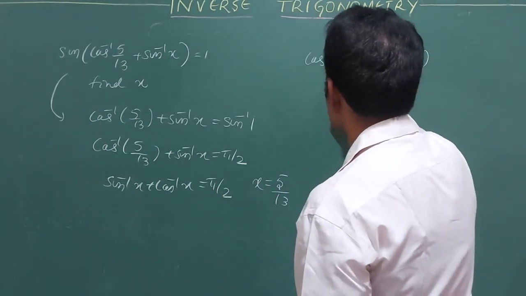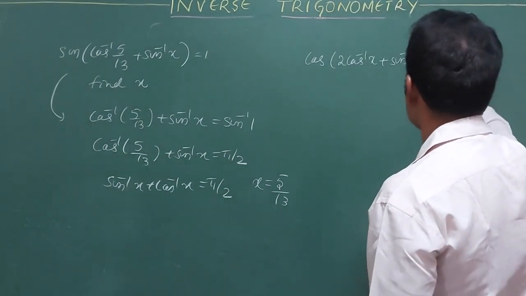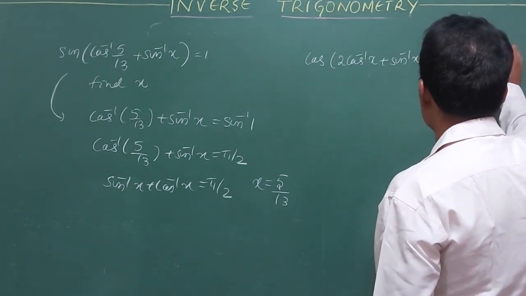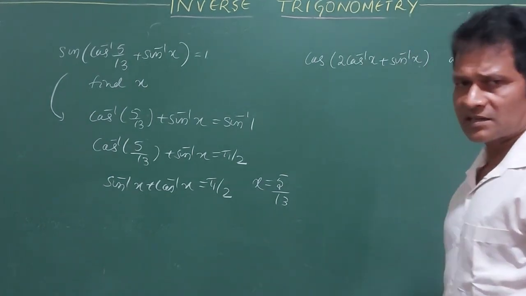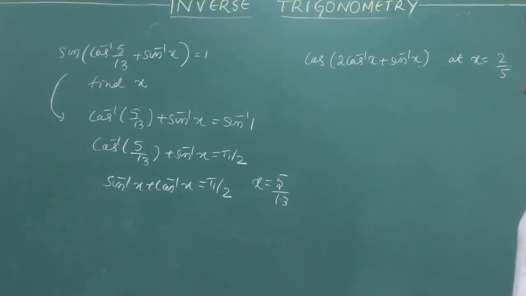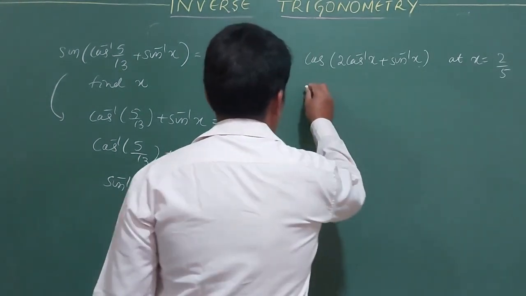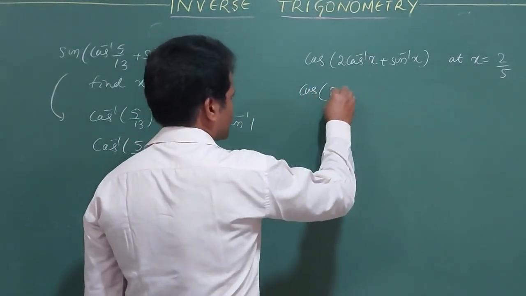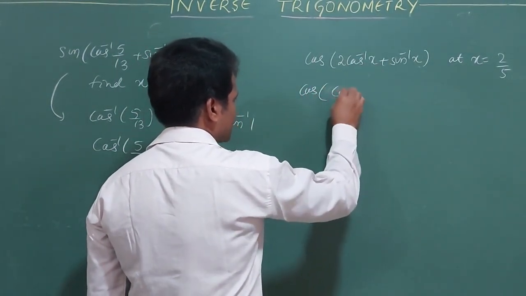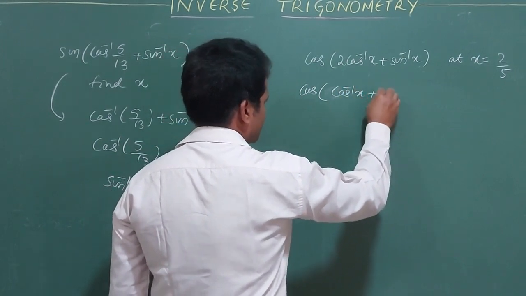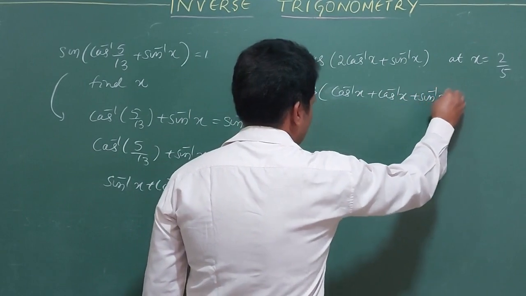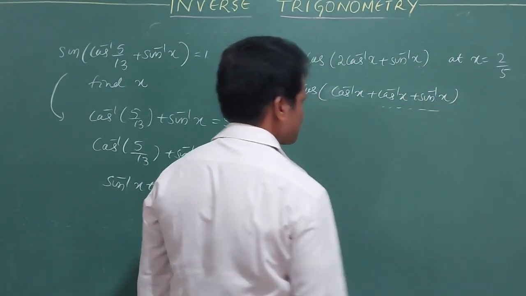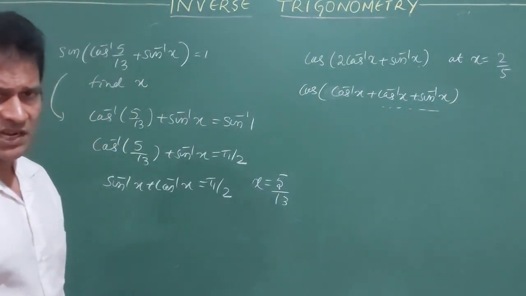Find the value of cos of 2 cos inverse x plus sin inverse x at x equals 2 by 5. Okay, so what do I do? Cos of 2 cos inverse x plus sin inverse x, and instead of this sin inverse x, I can replace pi by 2.